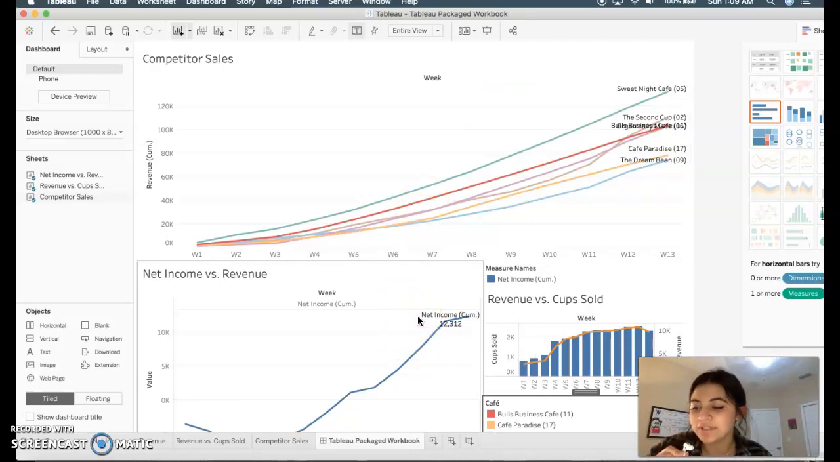Below, right here, we have a chart depicting our income versus our revenue. You can see that we struggled to get off the ground a bit in the beginning, and we had a few ups and downs that were met with group discussions and decision-making meetings, but ultimately we succeeded pretty well. And then lastly, here we have a chart showing our revenue versus cups sold, where you can see that both appeared to increase simultaneously and exponentially.